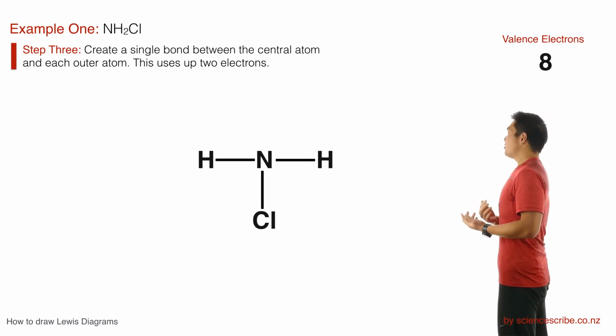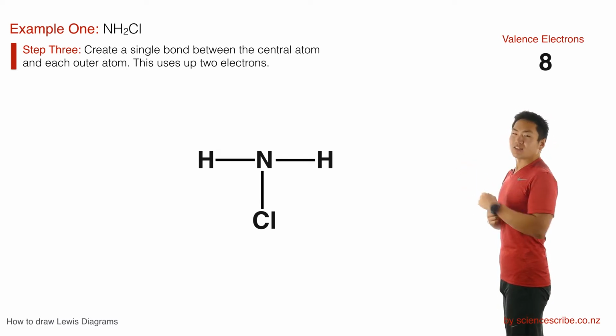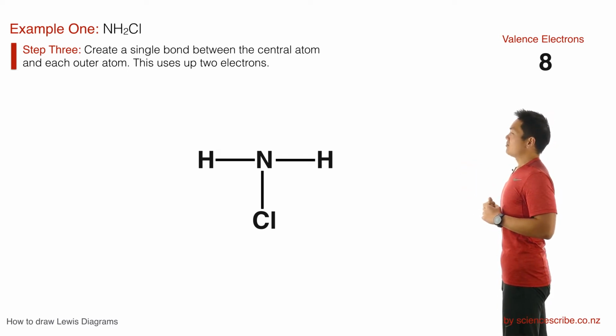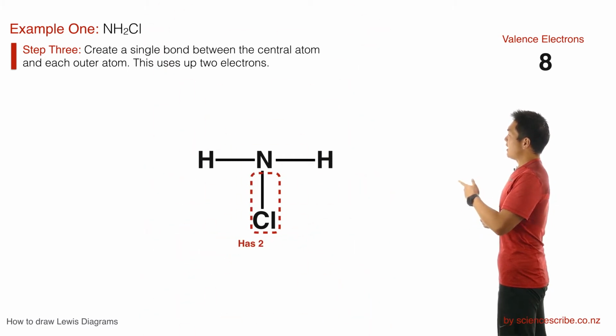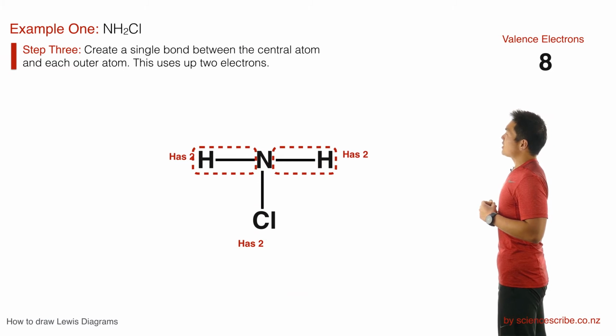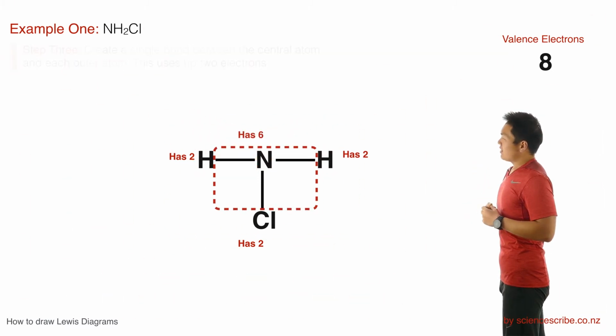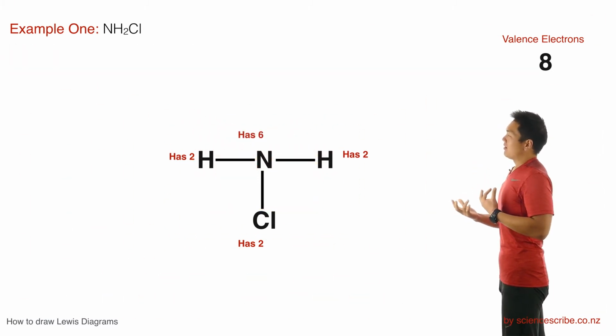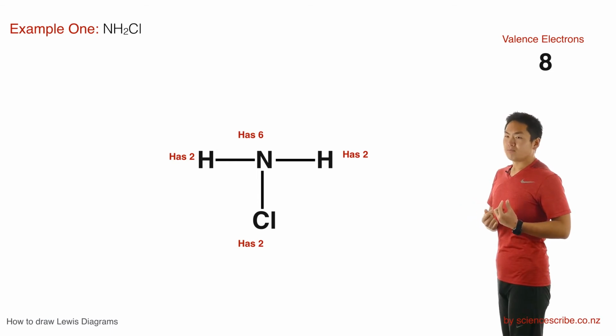The next thing I'm going to do is just do a quick count of the number of electrons on each atom right now. I can see that chlorine has 2 electrons. I can see that each of the hydrogens have 2 electrons. And I can see that the nitrogen, because it's got 3 bonds around it, has 6 electrons.